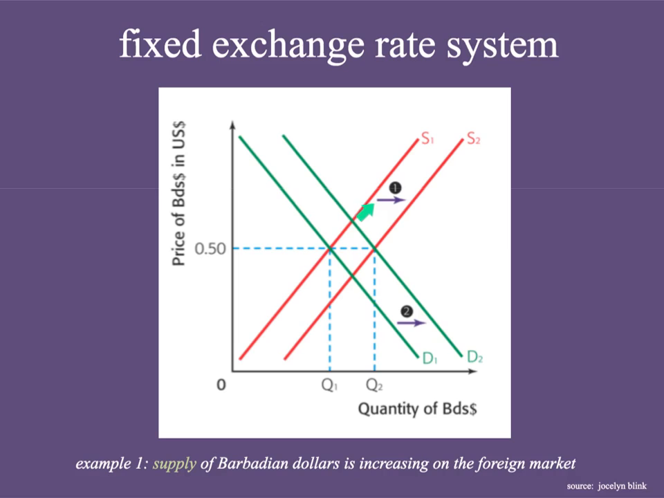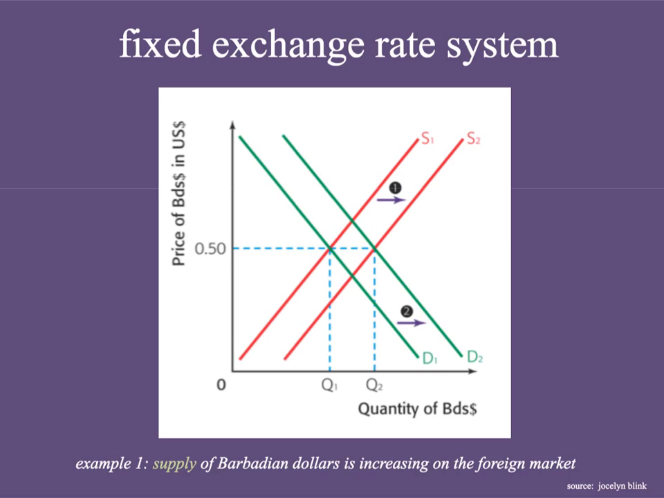So because of the shift from S1 to S2, the new value of the Barbadian dollar would be obviously less than 50 cents. Okay. So in order to maintain its fixed exchange rate, the Barbadian government needs to buy up the excess supply of its own currency on foreign exchange markets, thus shifting the demand curve outward from D1 to D2 so that this new equilibrium price is at $0.5 or 50 cents. Okay? And it does this by using previously amassed foreign currencies, usually dollars or maybe the euro.